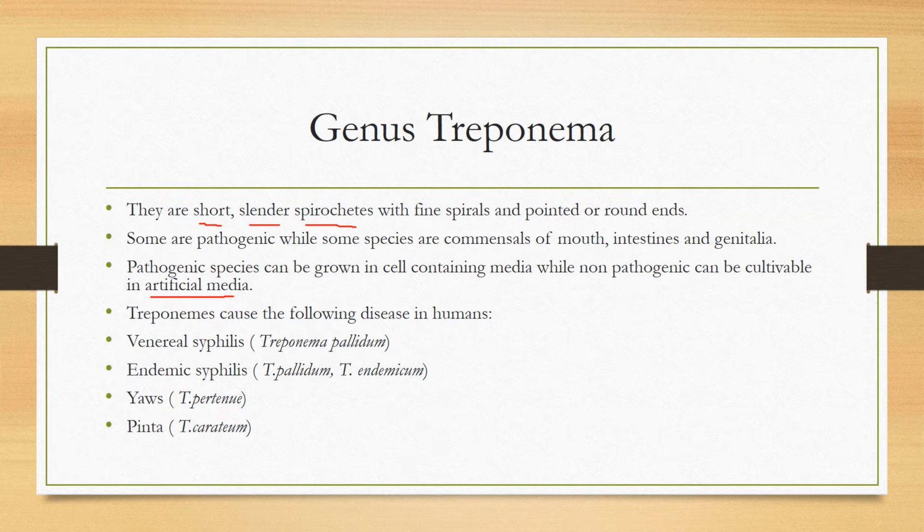So Treponema causes various types of disease in humans. First is venereal syphilis, which is caused by Treponema pallidum. Second is endemic syphilis, which is caused by Treponema pallidum and Treponema endemicum. Third is yaws, which is caused by Treponema pertenue. Then Pinta, which is caused by Treponema carateum. These are non-venereal syphilis, and this is venereal syphilis, which is caused by Treponema pallidum.